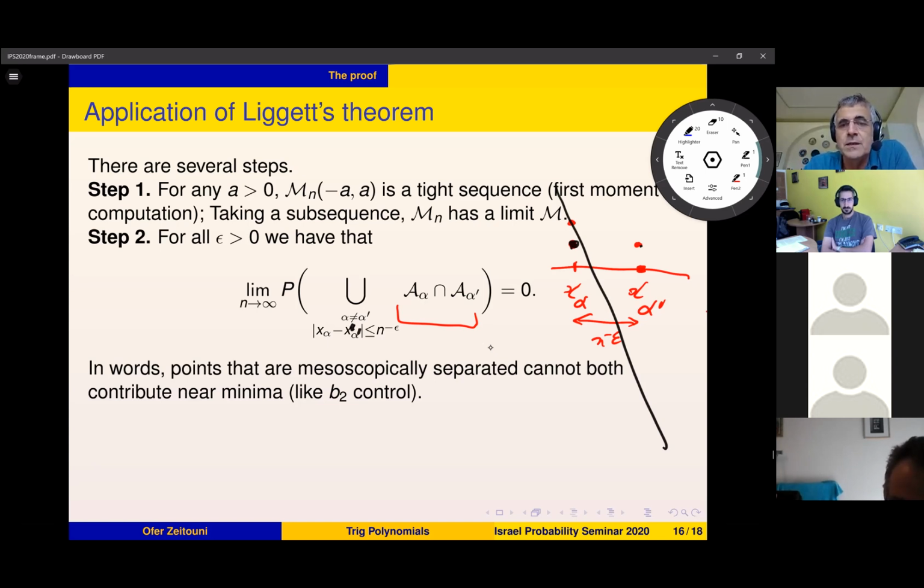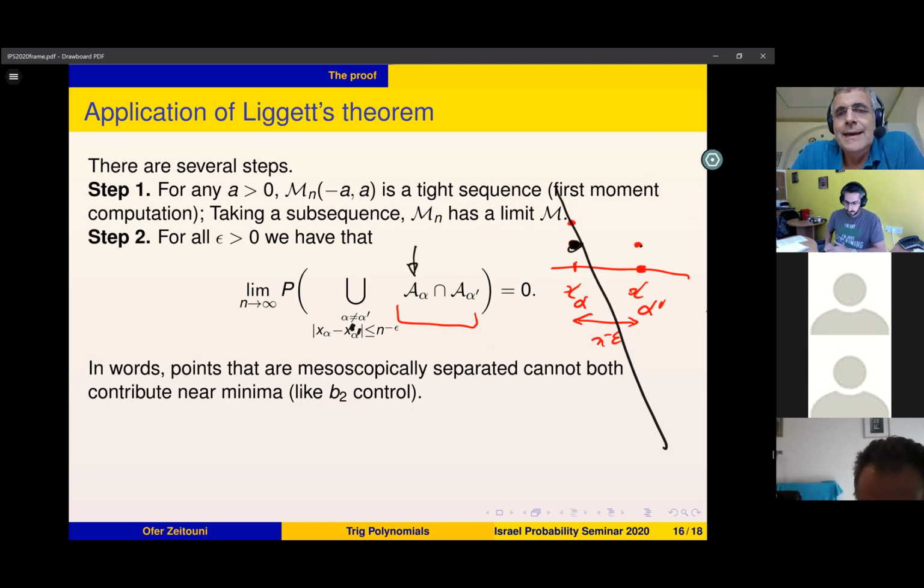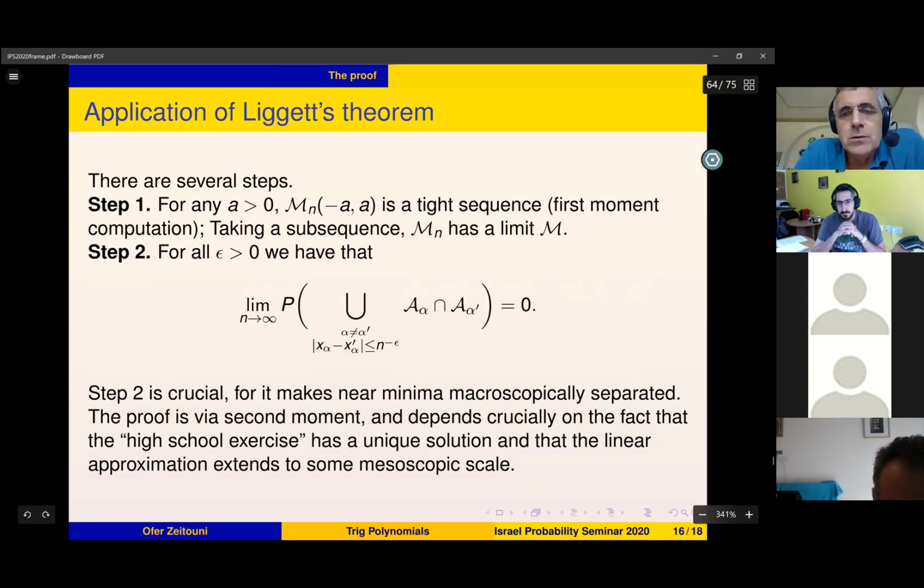So points that are close together cannot create distinct minima. Because remember that the event A alpha means that the minimum really occurred at this location. It's not just the value, it's the value and the fact that the minimum occurred in this location. So this is exactly the same as the control on B2, on these local correlations. It essentially rules out the possibility of getting a compound Poisson, and getting an event in which suddenly you have 2 points and not 1. So this makes near minima macroscopically separated, and as you can see, it involves only a second moment. And so the high school exercise plus the computation of the second moment make sure of that. So this is half a page of computation, not very hard.